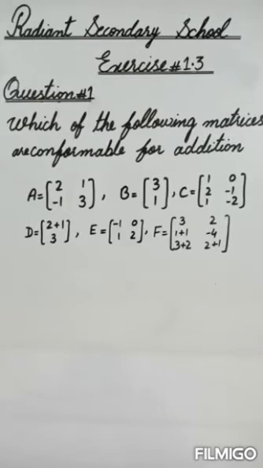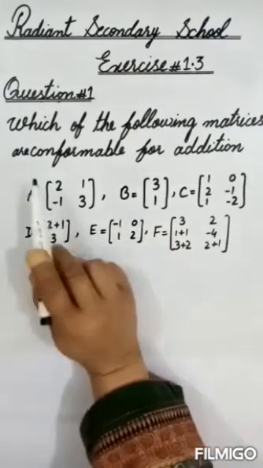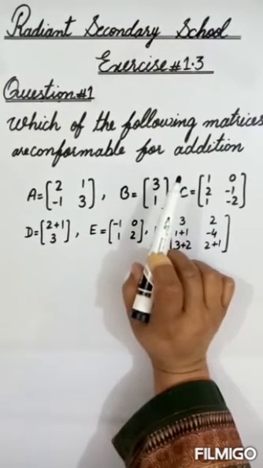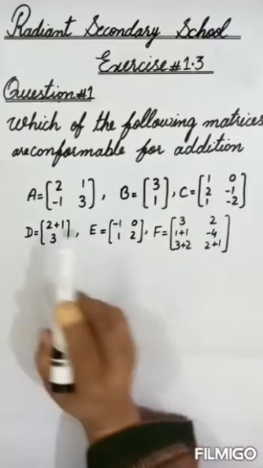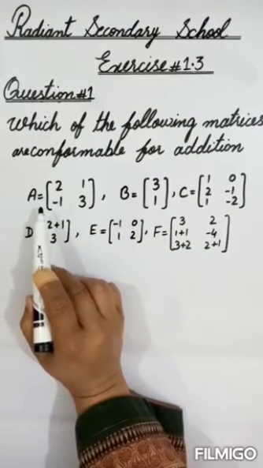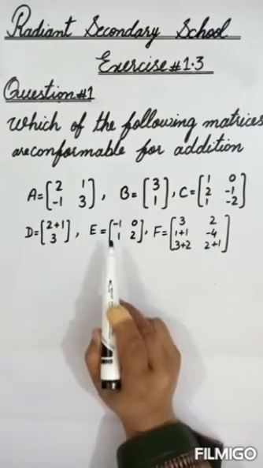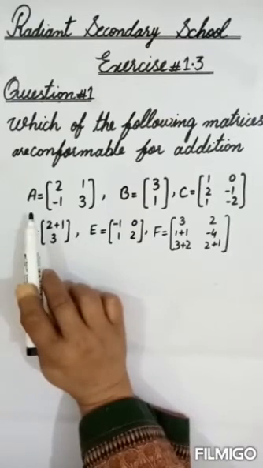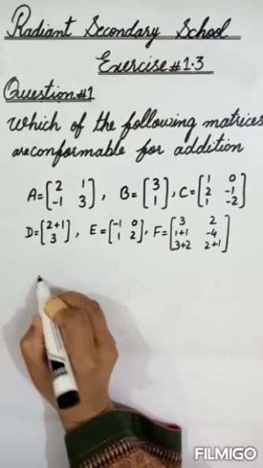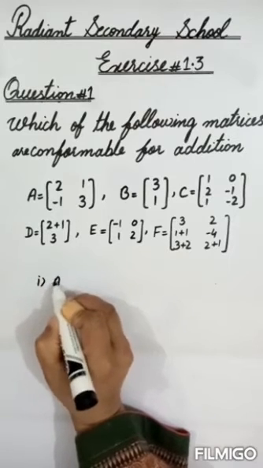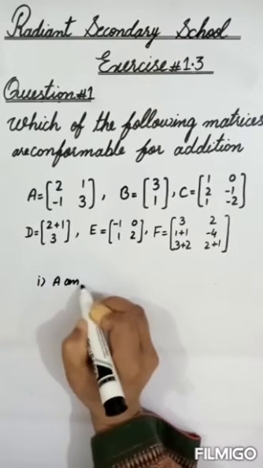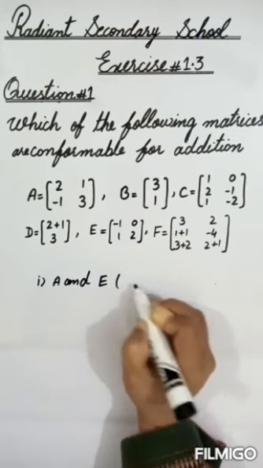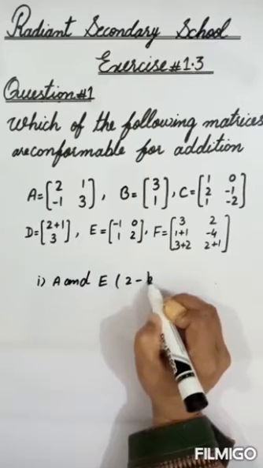Now question number 1 is, which of the following matrices are conformable for addition? Students, I have told you when the order of the given matrices is the same, we can add. Look at matrix A. The order of the matrix A is 2 by 2 and the order of matrix E is also 2 by 2. So we can add A and E because they have the same order and the order is 2 by 2.